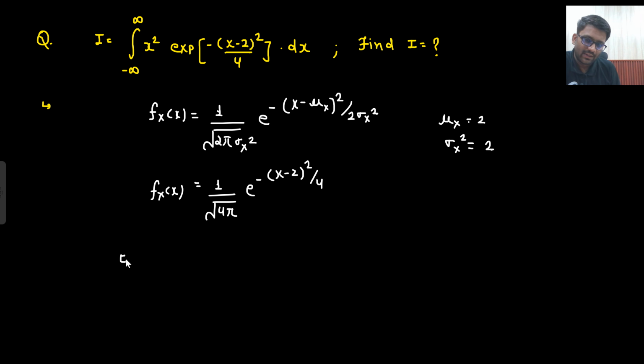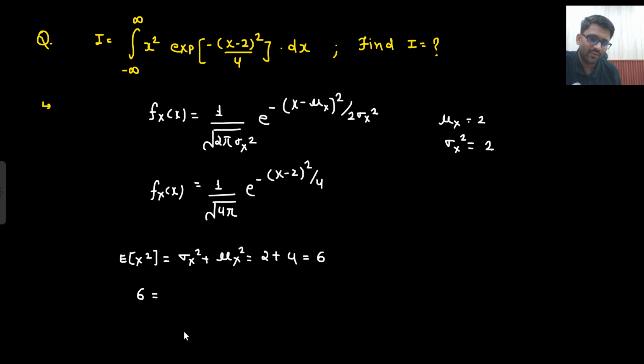And one thing I know, that if I do expectation of x square, expectation of x square will be sigma x square plus mu x square. What is sigma x square? That is 2. And what is your mu x? Mu x is also 2, so 2 plus 4 will come out to be 6. So this answer will be 6.